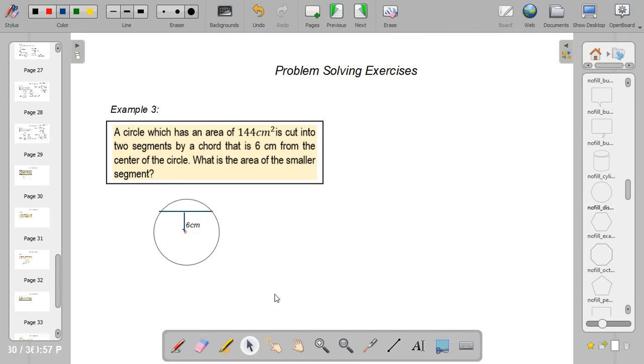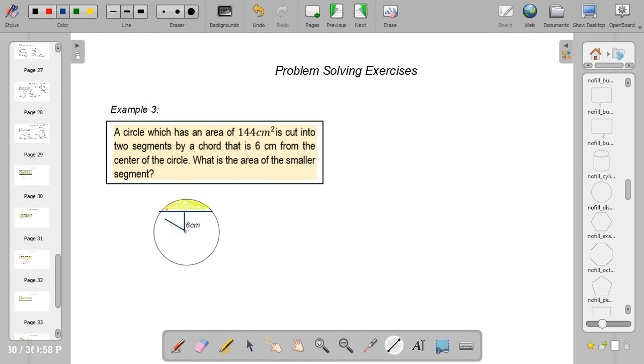Since it's segment, okay. So ito yung kinukuha natin, no? Area of the smaller segment. So this is the area of the smaller segment. This one. So let's draw this. I mean a hatch. I-highlight natin. So this is what we are trying to get, no? This is the segment, the smaller segment. Ito yung malaking segment.